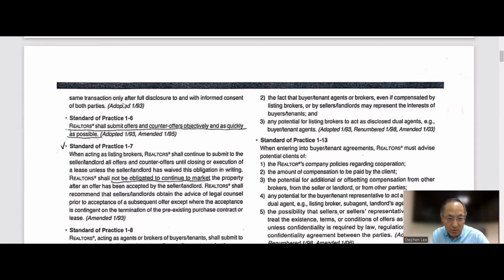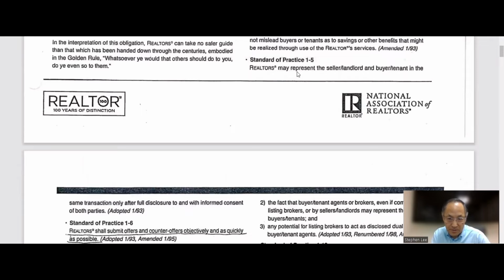same transaction only after full disclosure to and with informed consent of both parties. Well, this is also a very short sentence, but we got into a lot of troubles because of this. The question is, can realtors represent both buyer and seller at the same time, at the same property and same transaction?